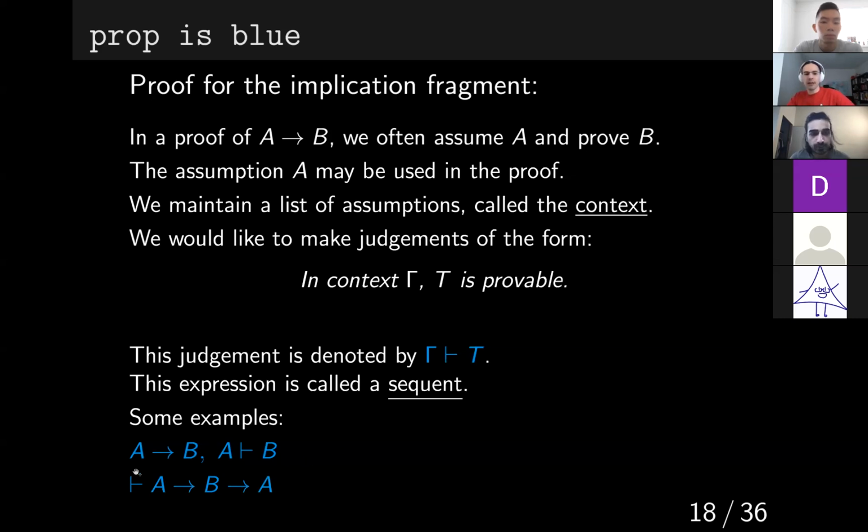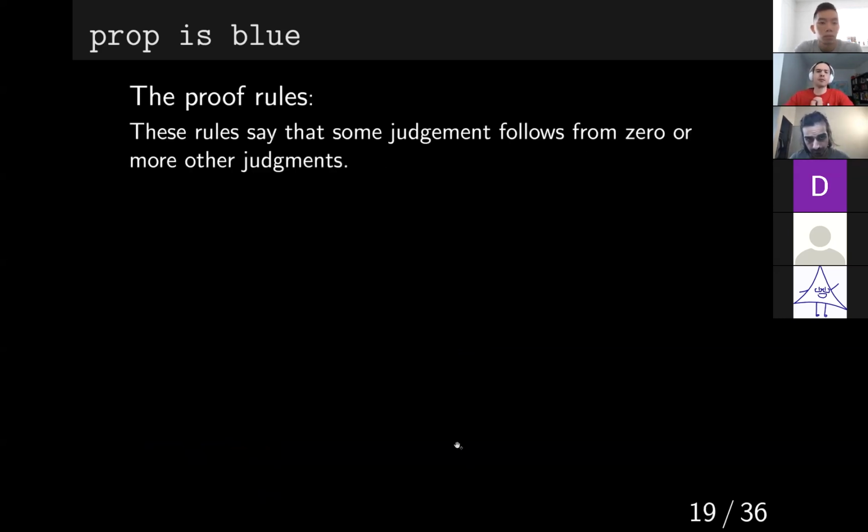Now, what is a proof then? Proof is defined by rules which say that some judgments follow from zero or more other judgments. Sequents are a particular form of judgment; judgment is a more general word.